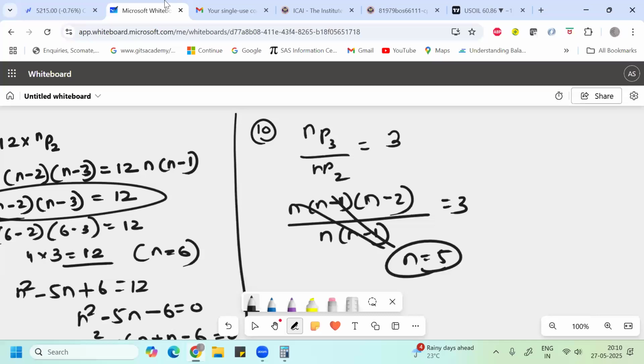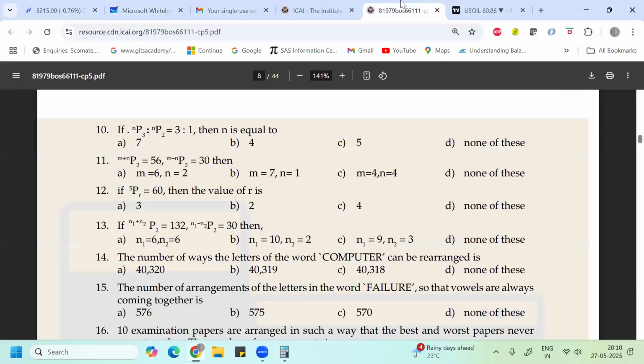Simple, right? So we'll do one thing. We'll do till question number 7 in this class, and then from question number 11, I will discuss in the next video. I don't want to increase the size of the video.